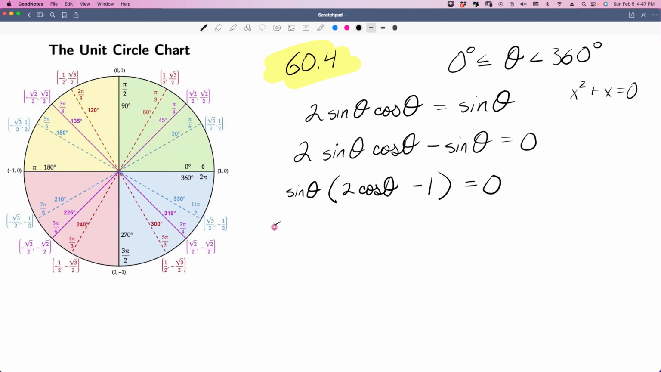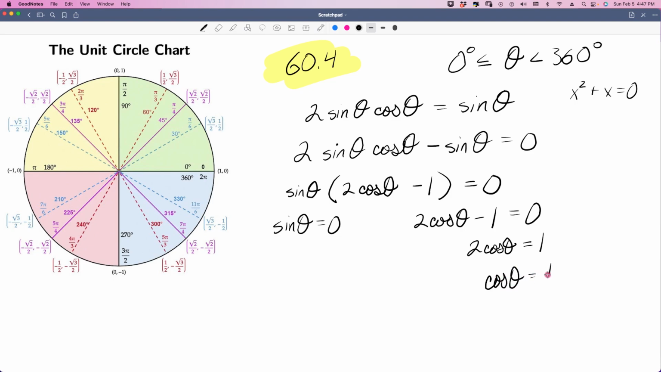So the sine of theta is very simply equal to 0. We set that equal to 0. And then we have this other factor, which is 2 times the cosine of theta minus 1 is equal to 0. Well, we add 1 to both sides. We get 2 times the cosine of theta is equal to 1. And then we divide both sides by 2 and find that the cosine of theta is equal to 1/2.